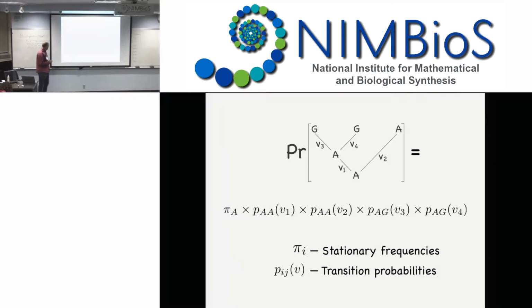These different factors have different names. The pi is called the stationary frequencies or stationary probabilities, sometimes prior probabilities of the nucleotides. And these other bits are called the transition probabilities. And what I want to talk about now is how we calculate these things.